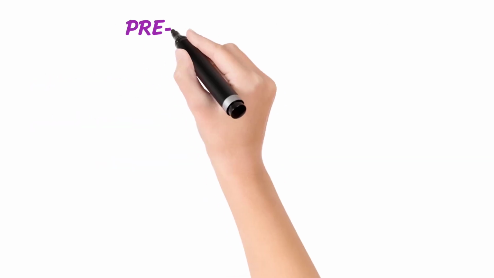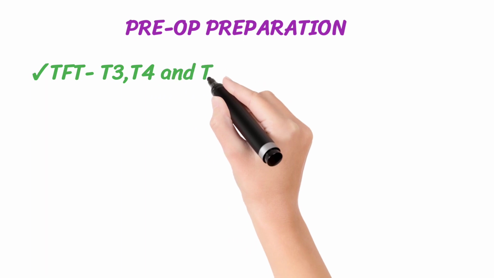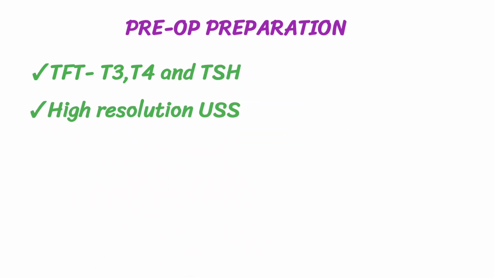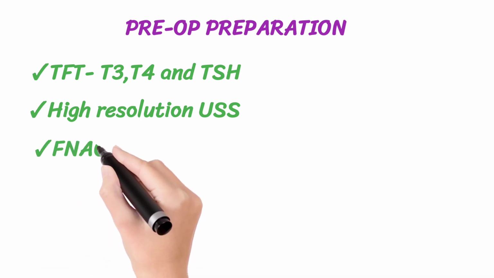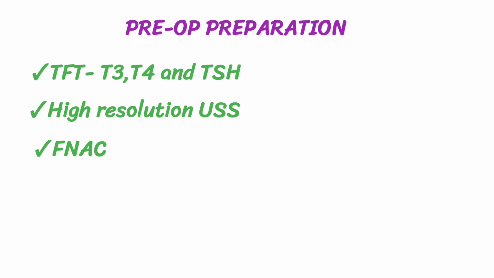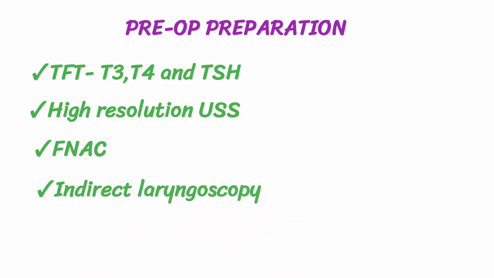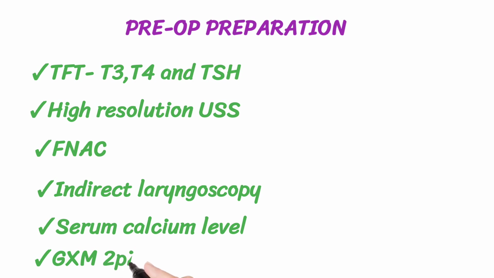So the preparation, the pre-op preparation, you have to take the TFTs, T3, T4, TSH. You have obviously to do a good ultrasound and do triads before. You have to do a needle aspiration, that is fine needle aspiration. You have to do the indirect laryngoscopy. This is for anesthetic purposes, to know if you can intubate the patient. Serum calcium levels, and then you do cross-matching, and you have blood ready, and then informed consent.